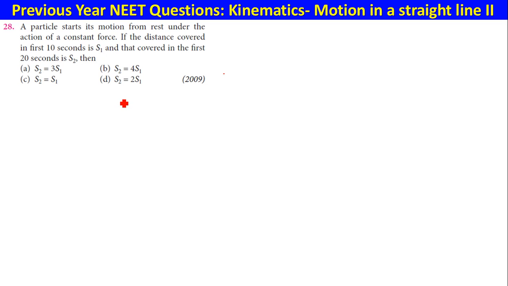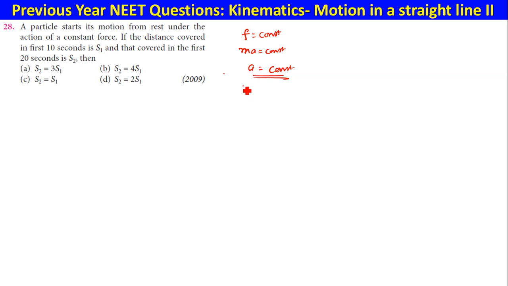A particle starts its motion from rest under the action of a constant force. When the force is constant, force is equal to ma. Mass is also constant, we consider, and therefore acceleration should be a constant thing. When acceleration is constant, you can easily apply the equations of motion. Very good.